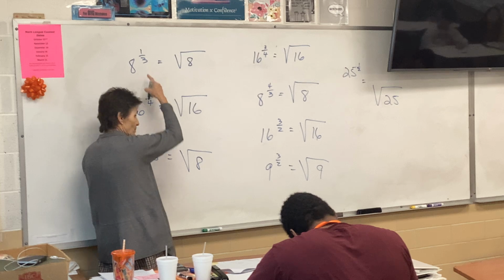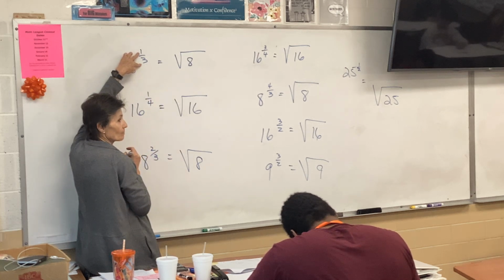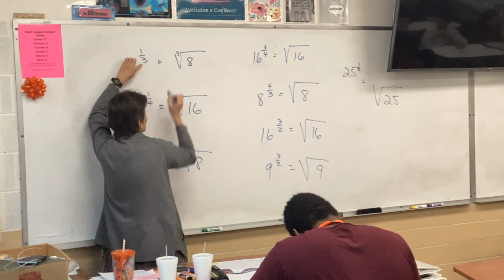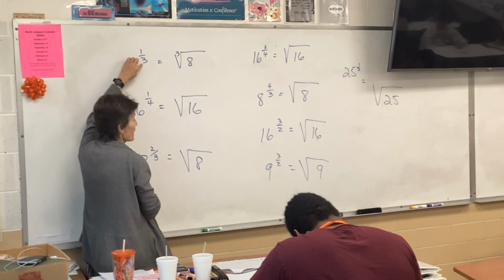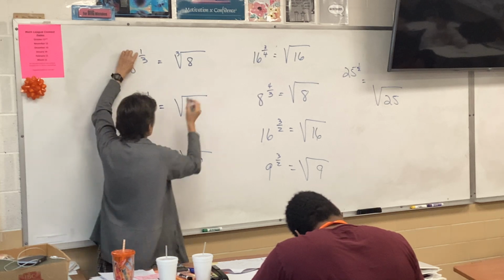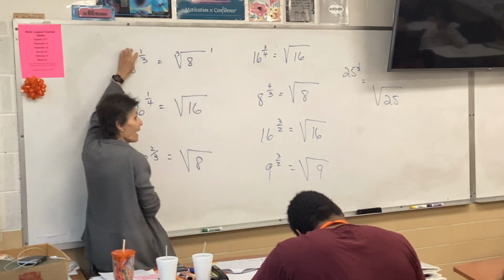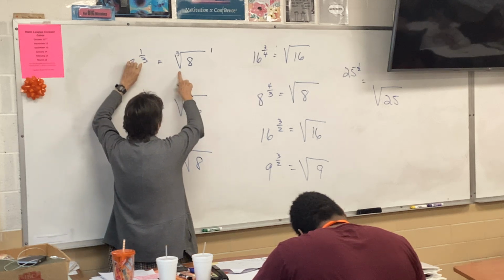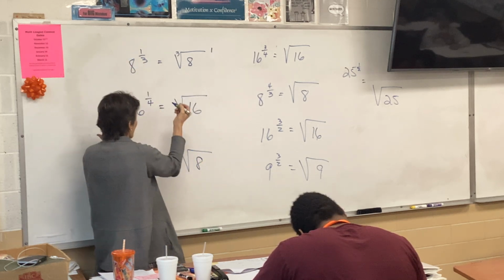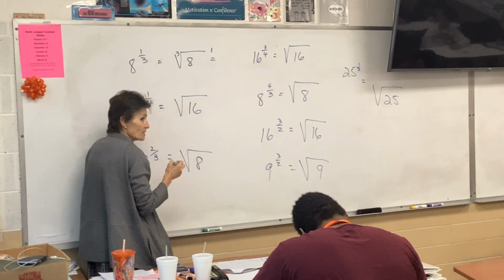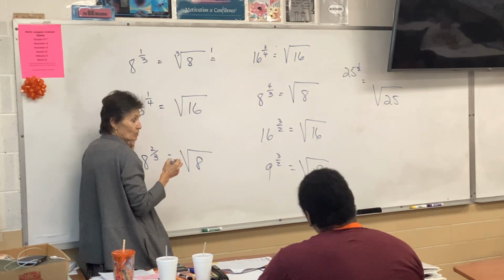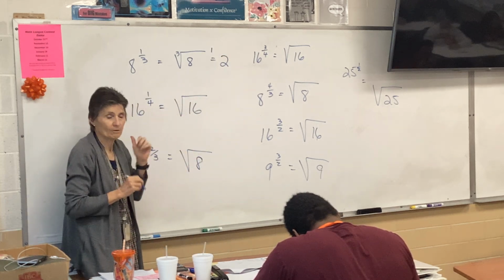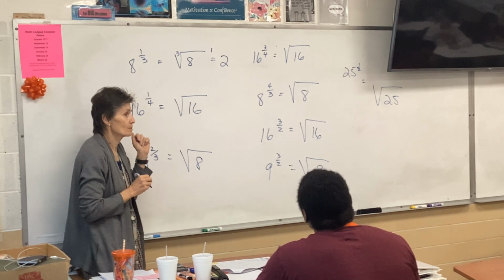Now, the exponent, there's two parts to it. The denominator of the exponent tells you which root you're taking. So this is a cube root. The numerator tells you what power you're gonna raise it to. So this is a cube root to the first power. Okay, what's the cube root of 8? We just talked about it. The cube root of 8 is 2. And 2 to the first is just 2. So 8 to the 1/3 is 2.